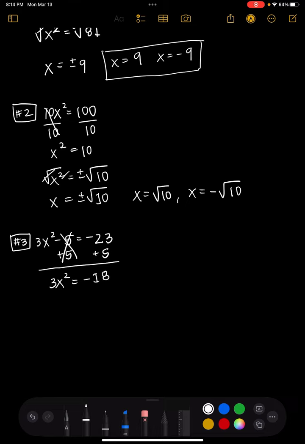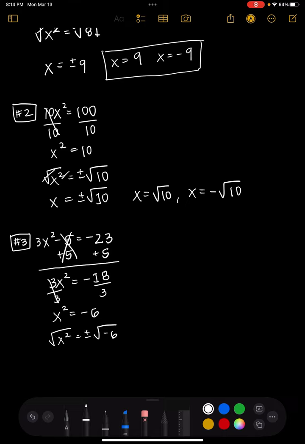Okay, now to get rid of the 3, I'm going to divide each side by 3. The 3's cancel out, and I'm just left with x squared is equal to negative 18 divided by 3, which gives me a negative 6. And now that I have the x squared by itself, I can square root both sides. So I'm going to do the square root of x squared is equal to plus or minus the square root of negative 6.